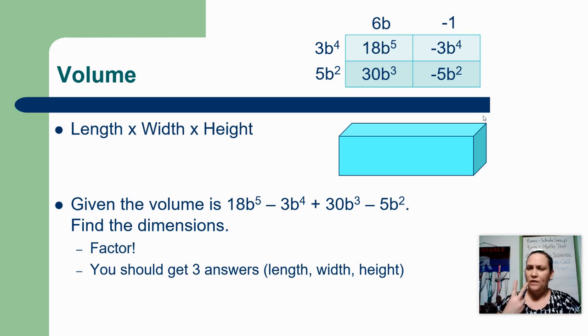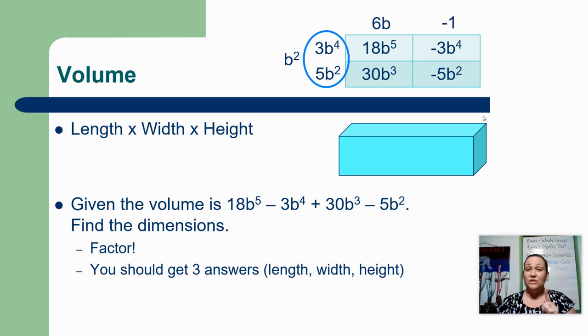Now, again, we were wanting to get 3 dimensions. And at this point in time, we only have 2, right? We have the height and the width or the length or whatever you want to think of it as. But we do need a third one. So to find the third one, you're going to look at the left side of our box. And there is a GCF between those 2 terms. It's not a number. 3 and 5 don't have a number in common, but they do have a b in common. So my GCF is b squared. And that's where I'm going to get my third answer from.